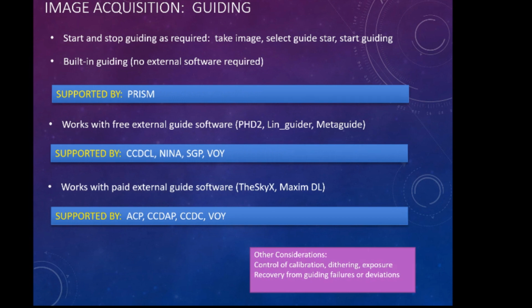You also want to look at how these software packages manage calibration of your guider. Can they do a calibration run at any point in the night if you choose to? How do they manage dithering, which is moving the scope a little bit to eliminate hot pixels when you stack your images later? And how do they recover from guiding failures? So this is particularly important because guiding sometimes doesn't work all night long without a problem. Clouds come in, star is moved out of the field, and you want a product that can recover from that, usually just by restarting guiding.